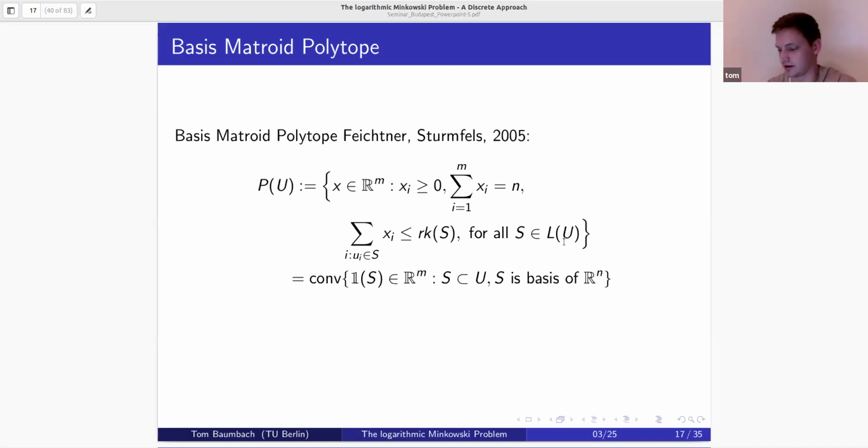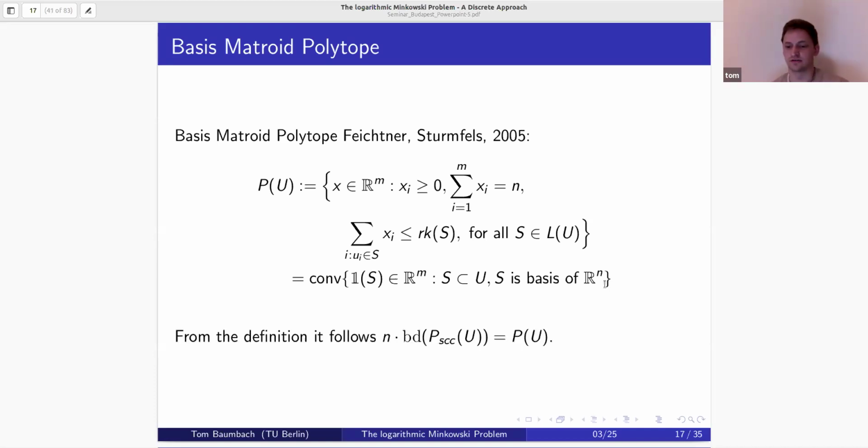The basis matroid polytope is understood quite well, I would say. We also have a vertex representation of it, and we can write it as the convex hull of all characteristic vectors of subsets S of U such that S is a basis of R^n. The characteristic vector has on the i-th entry 1 if u_i is contained in S and 0 otherwise. From the definition of the matroid base polytope and the subspace concentration polytope, we immediately see that n times the, oh, not the boundary, I'm sorry, I meant the closure of the subspace concentration polytope equals the matroid base polytope.